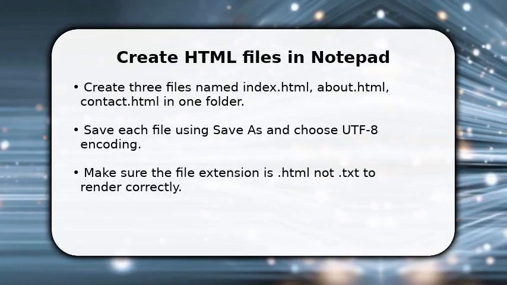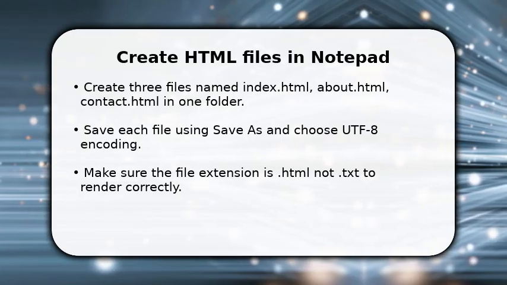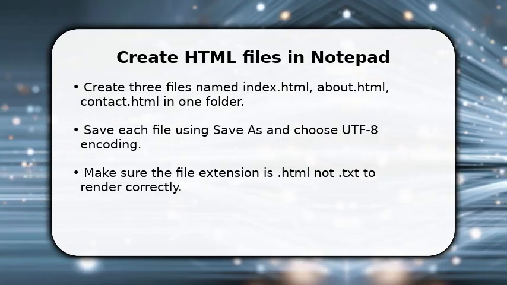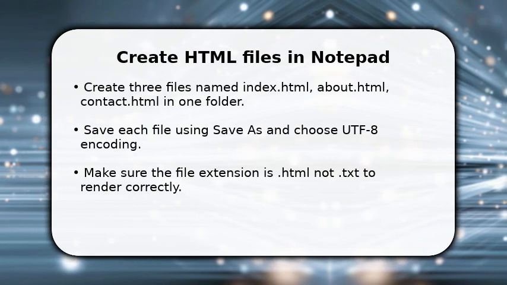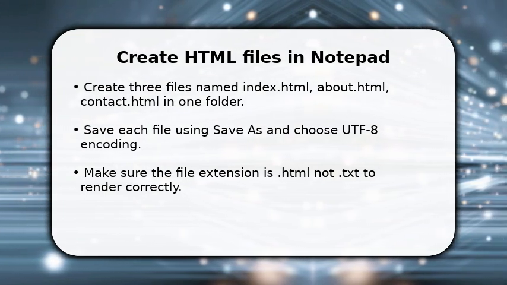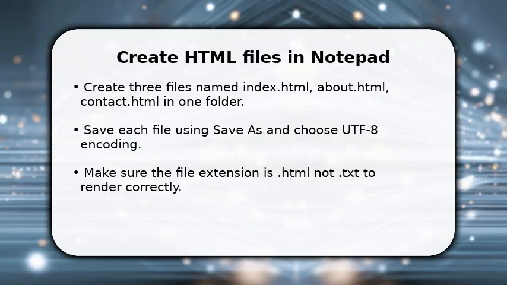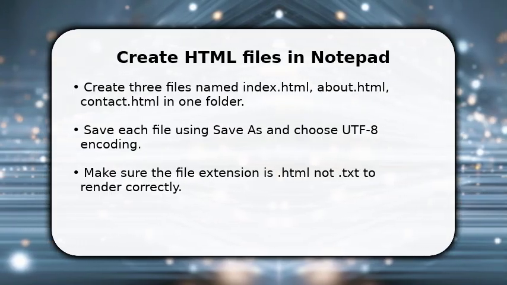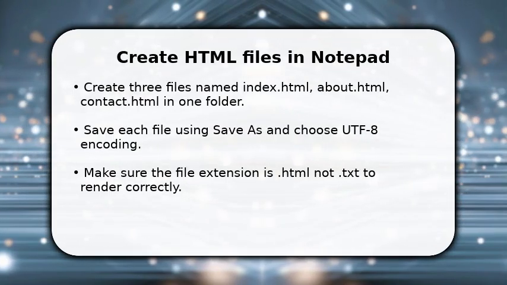Save each file using Save As and choose UTF-8 encoding. Make sure the file extension is .html not .txt to render correctly. Keep file names lowercase and avoid spaces for simpler linking. Now we will add links.